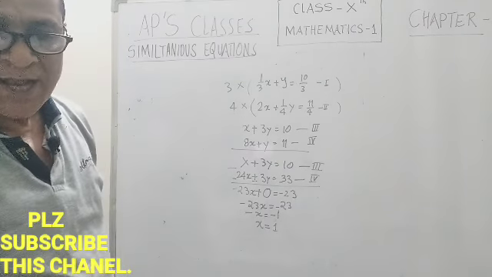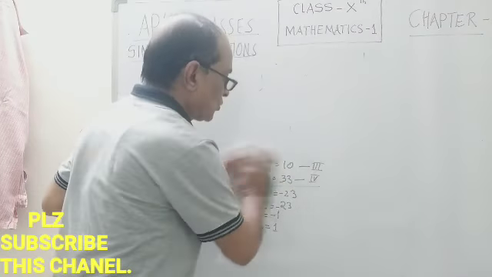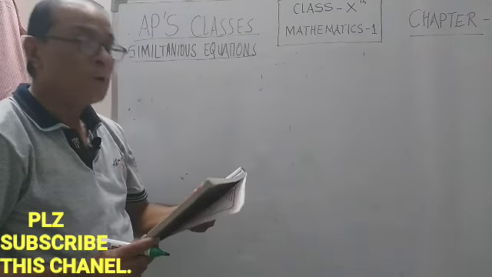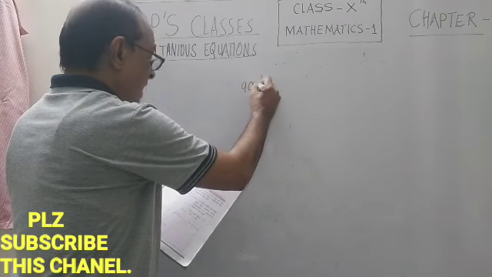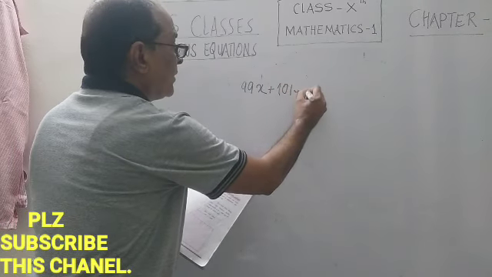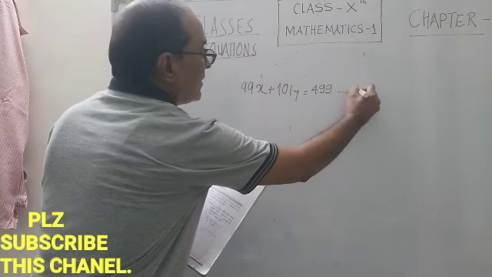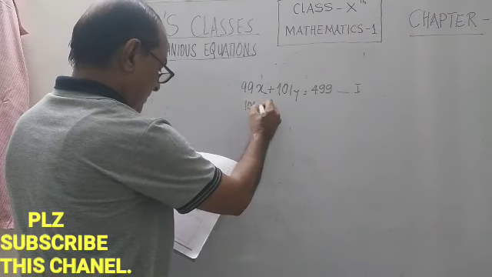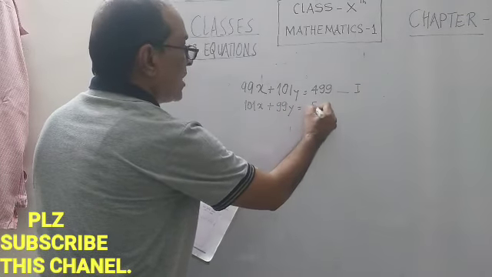Similarly, one more exercise, one more different type of example, is given in your last two examples. I'll explain them. One of them I will select and I'll ask you to solve the other one. The equation is 99x plus 101y is equal to 499. And this is the first equation. Second equation, it is given 101x plus 99y is equal to 501.